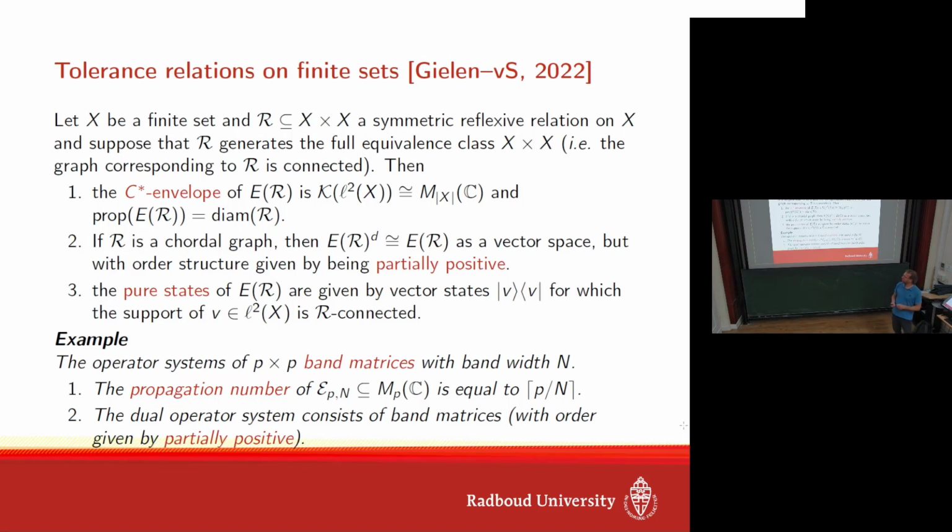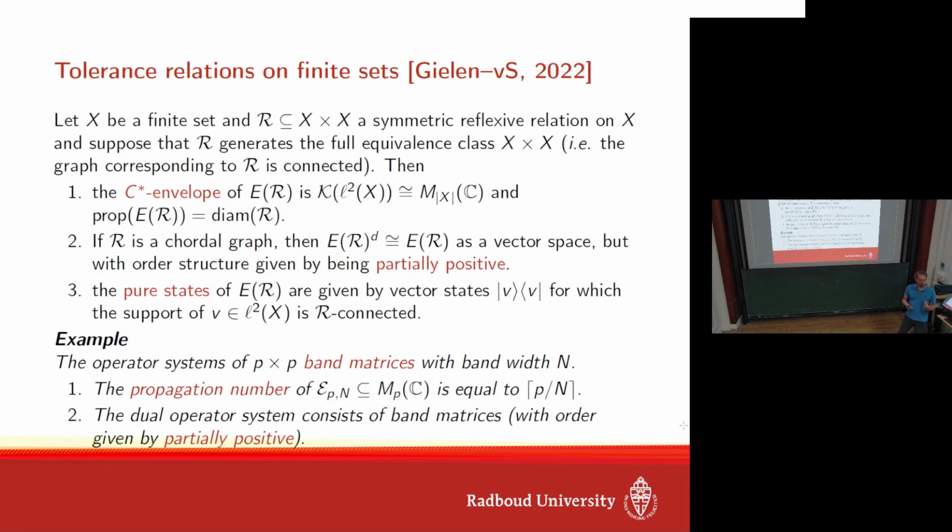You have to measure with length 1 every time how long it takes to go from any point to another point. That's the diameter. And then there's a situation where you have a chordal graph, so it's a special case of graphs. Then you actually can characterize the dual in terms of a positivity, which is different from the positivity I started with. So here, a matrix that is supported on R, so it's in my operator system, it's positive if it's positive as a matrix.